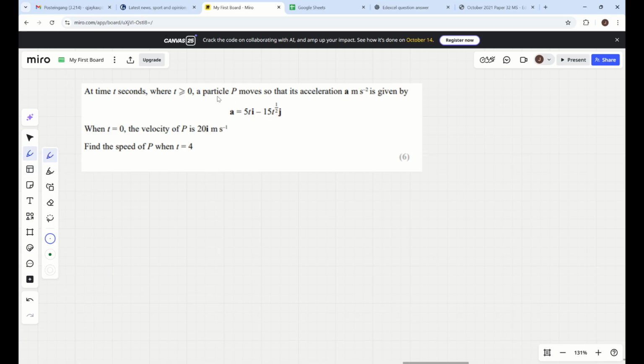So we've got acceleration here. Acceleration is given by this, and then we've got a piece of information, which is probably to help us integrate. So speed, so we want to find v to start with. So we're going to integrate acceleration with respect to time. So that's going to say that v equals then what? That's 5 over 2 t squared.